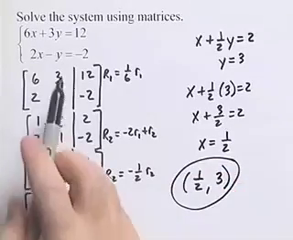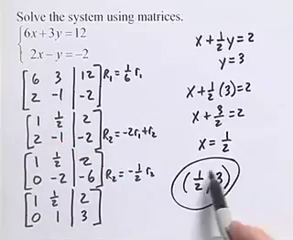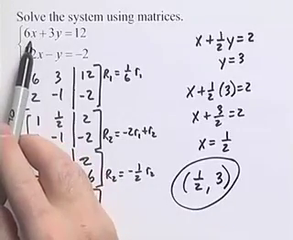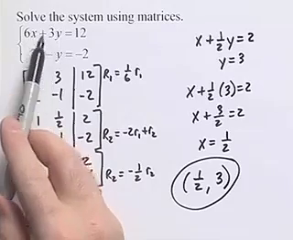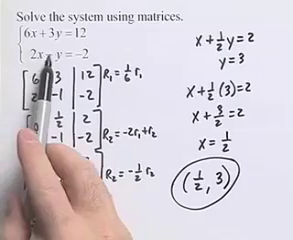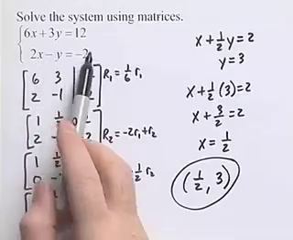And you should check in the original system to make sure that this is a solution. We can check that pretty quick here. 6 times 1/2 is 3. 3 times 3 is 9. 3 plus 9 is 12, so that checks. 2 times 1/2 is 1. 1 minus 3 is negative 2, so that checks.